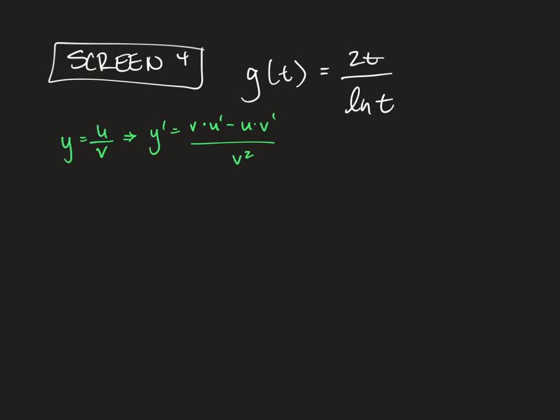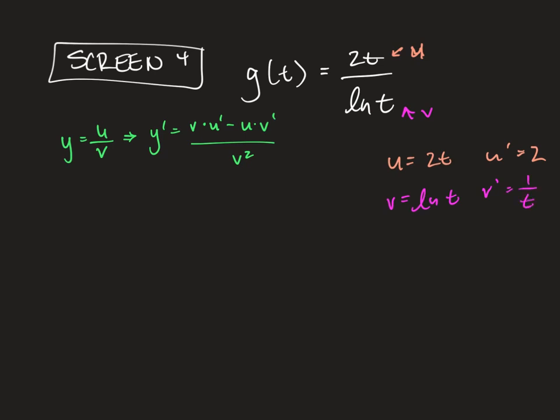If you've got a function u divided by a function v, then the derivative is going to be v times u prime minus u times v prime all over v squared. And in this case, this would be our u, and this will be our v. So u is equal to 2t, u prime is just 2, v is equal to the natural log of t, and v prime is 1 over t.